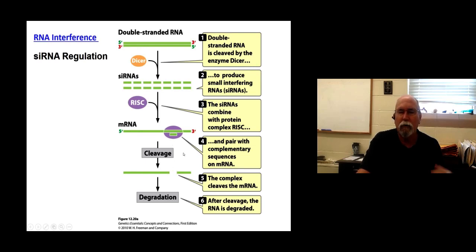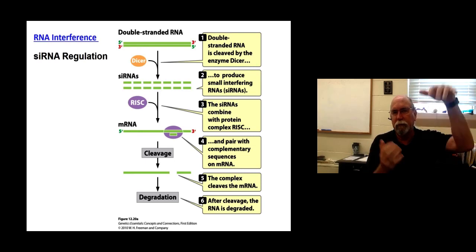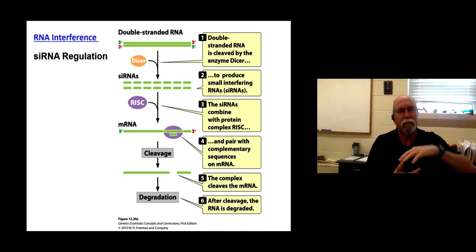Or if you get too many messages, the cell says, no, I don't really need those messages. It'll start doing this to them as well. So this is called interference. It can be a positive thing in that this is a way we get rid of many of our messages in a normal process. It can be a negative thing if it overruns the system and you're trying to make the message, but it never gets to the translational process because it got cleaved out. Then you end up with a problem.